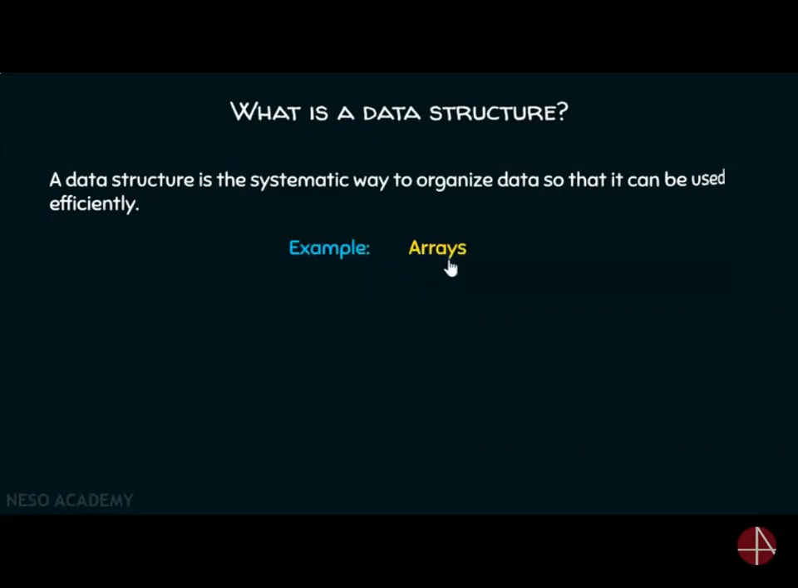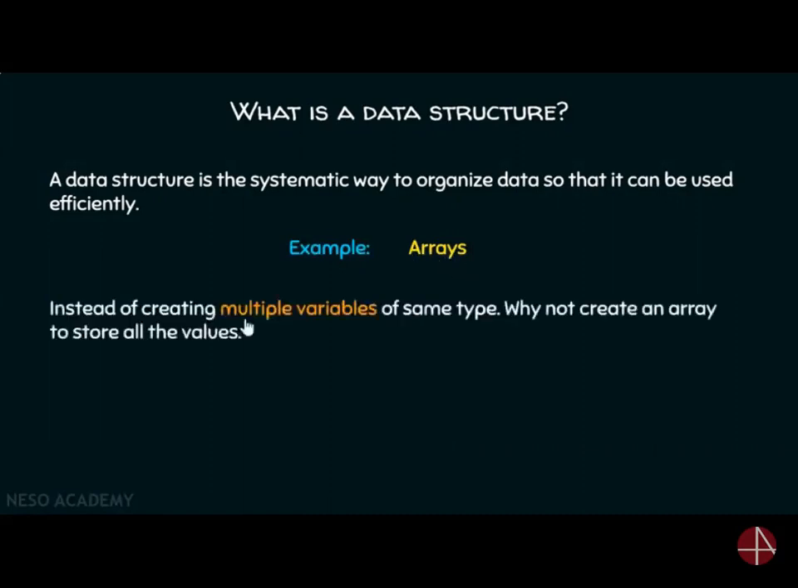Now here is an example why this data structure is so useful. Instead of creating multiple variables of the same type, why not create an array to store all the values? Let's say I need 100 integers. Why do I need to create 100 variables for 100 integers when I can create a single array and store all the integers in it? Isn't that so? That is why arrays are so useful.